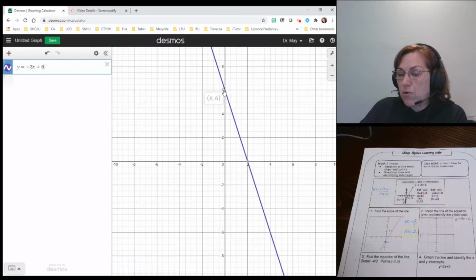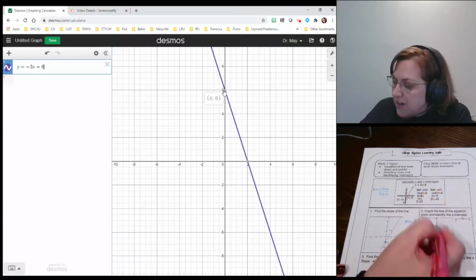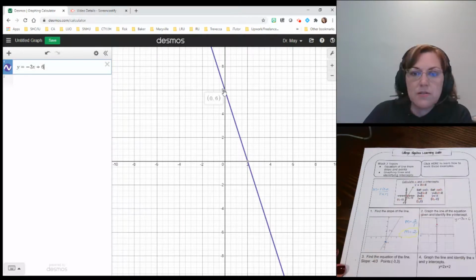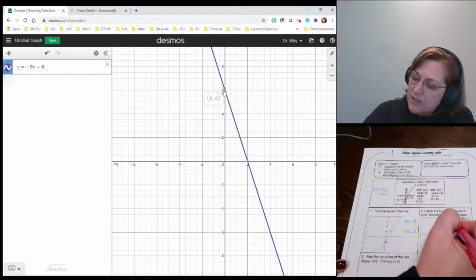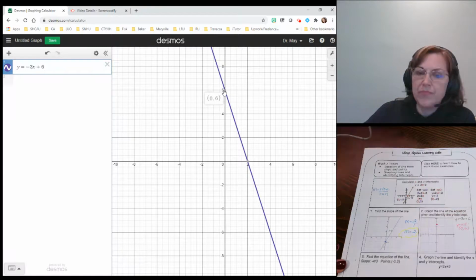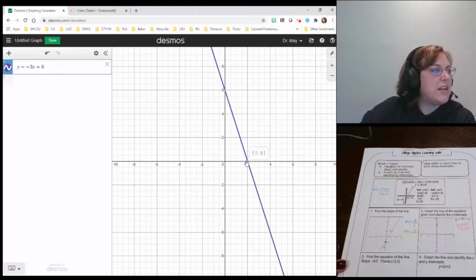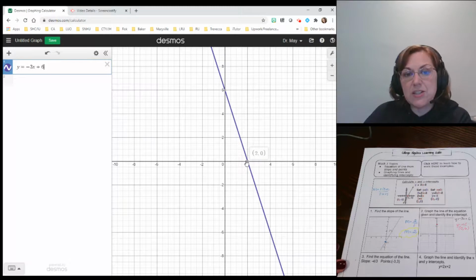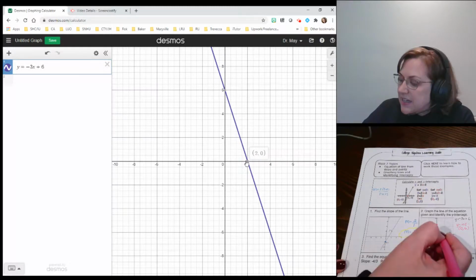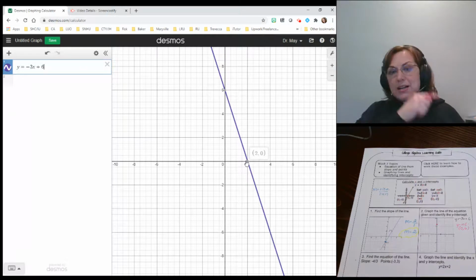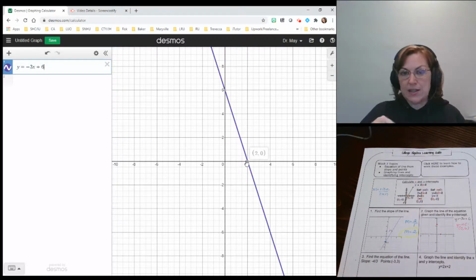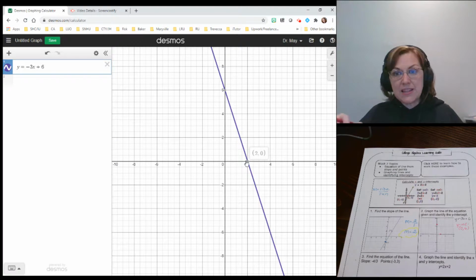And another thing that I like about Desmos is it highlights these points here. It tells me this is an important point. I'm going to graph it on my grid, 0, 6. It's important because it is the y-intercept. It's where it touches the y-axis. And then it also tells me this point here is an important point, and that's at 2, 0. That's an important point because it's the x-intercept. So what I do is I use the points that Desmos says are important. I plot them on my graph.